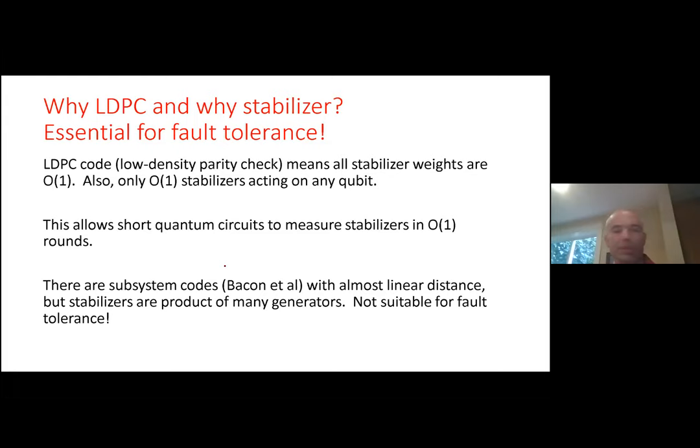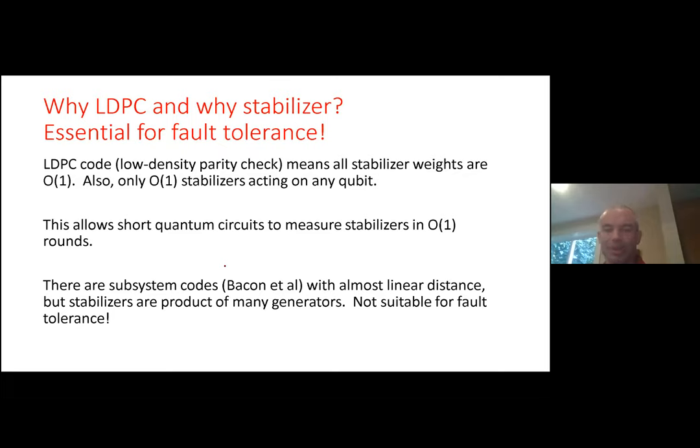This is very important, this LDPC property. This means that you can have a short quantum circuit, a low depth quantum circuit, in order one depth, working in parallel to measure all the stabilizers in order one rounds. So people are probably familiar with, say, the toric code. There's this nice northeast southwest pattern to very quickly measure the stabilizers efficiently. That's a very efficient pattern. But in general, for any CSS, for any stabilizer code, you have this ability to measure all the stabilizers in order one rounds.